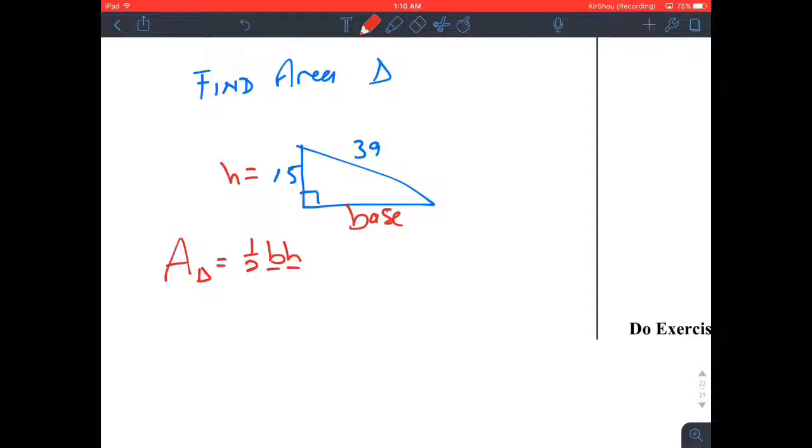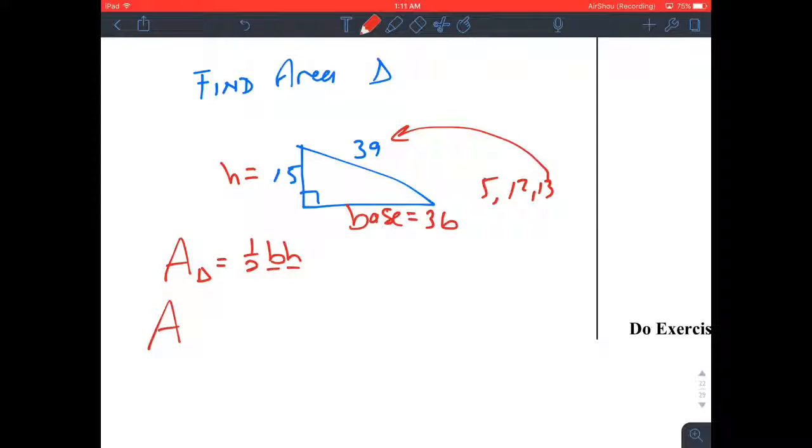Now, you might recognize this and you might not. This is actually a Pythagorean triple. This is actually the 5, 12, 13. 5 times 3 is 15. 13 times 3 is 39. That means that 12 times 3 is 36. That means this is 36. If you don't care for that, use the Pythagorean theorem and you'll find that it's 36.